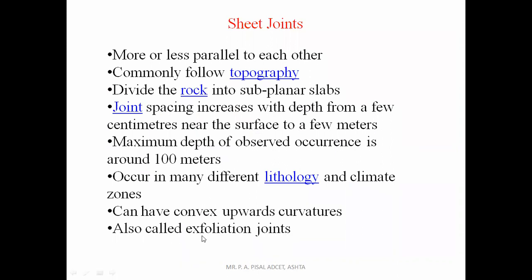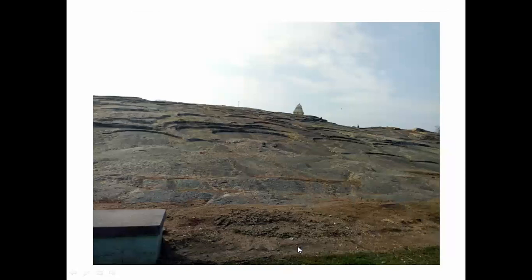Also called exfoliation joint. Another meaning for sheet joint is the exfoliation joint. This is the best picture of the sheet joint, from Bangalore city. When you visit Bangalore city, different gardens are there. One central garden is there, and in that garden, a small hill is there, and on that hill, such sheet joints are there.